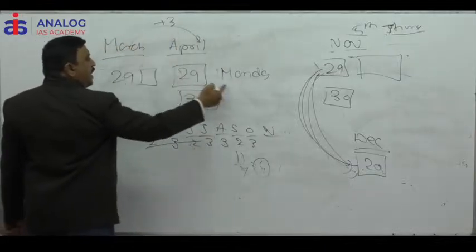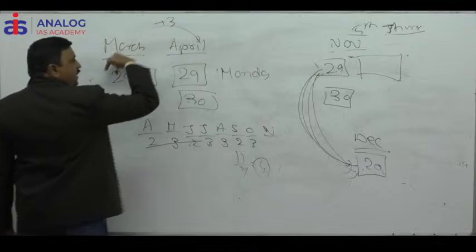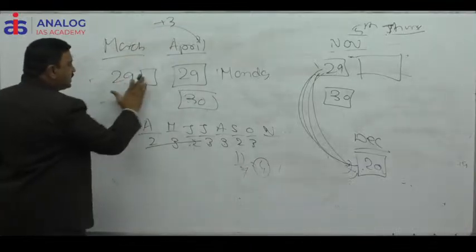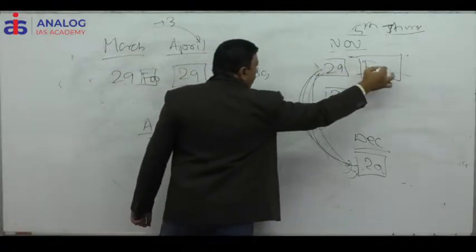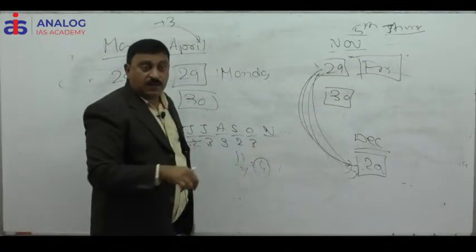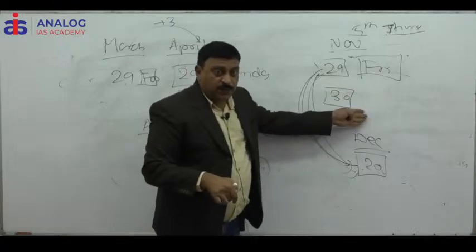3 days back, Monday is 1 minus 3, what is that? -2. Means this is Friday. If this is Friday, that is Friday. But it should be what? If it is Friday, this will be Saturday, but it should not be like that.